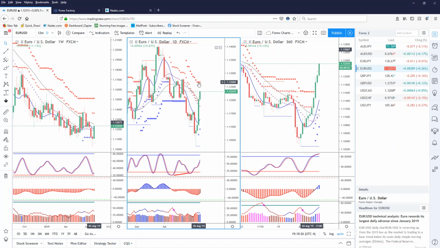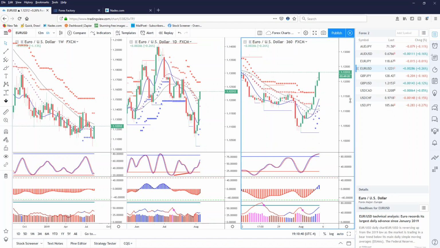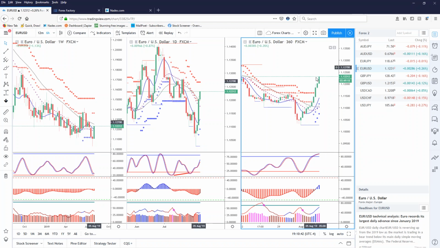You do have an area that may act as resistance here at 1266. You can also see that you're overextended on the stochastics over here. So this is something I would be looking at. I would not want to go into a trade right now because your stochastics is overextended. I would wait for a retracement.